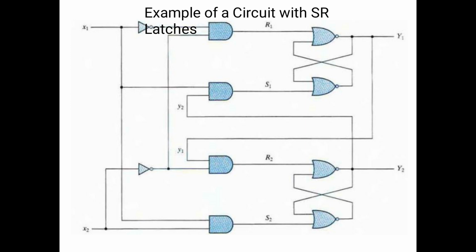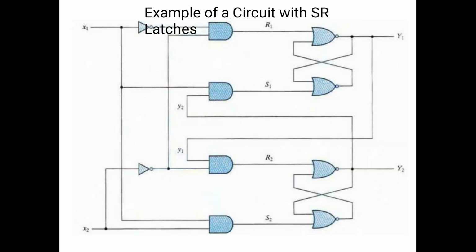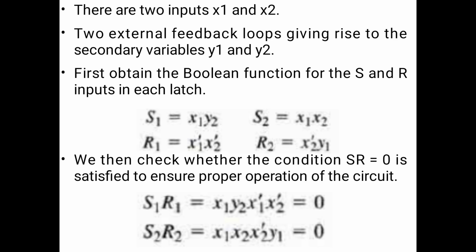So this is a diagram representing the example of a circuit with SR latches. Here there are two inputs x1 and x2, and two external feedback loops are giving rise to the secondary variables y1 and y2. First we obtain the Boolean functions for S and R inputs in each latch. Then we check under the condition that SR is equal to 0.